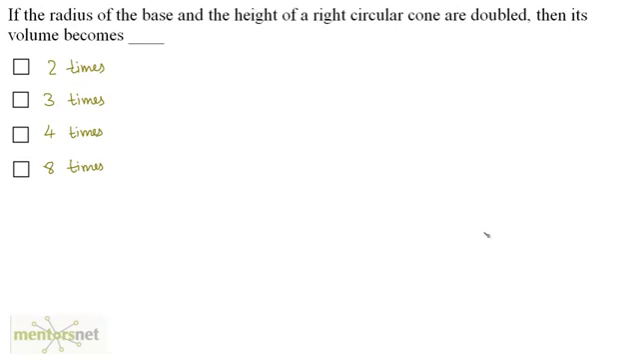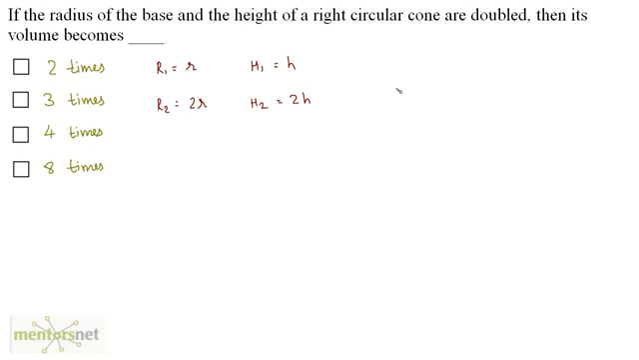If the radius of the base and the height of a right circular cone are doubled, then what will its volume become? Well, let us say that the initial radius be R1 and the final radius be R2, and initial height be H1 and final height be H2. Now let us consider R1 as simple R. Now this radius is doubled, so R2 will become 2R. Let us say H1 is H. Now it is doubled, so H2 will be 2H.